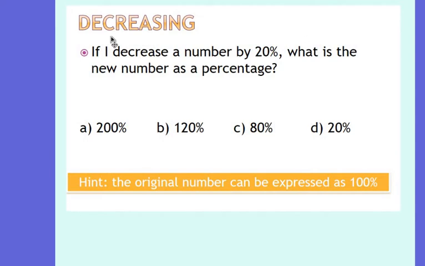Let's do a quick recap of decreasing. If I decrease a number by 20%, what's my new number as a percentage? Pause the video, write down A, B, C or D in your light blue books now, please. And the correct answer is C, 80%. So this time we've started at 100%. We've taken away our 20%, so the amount I've got left is 80%.